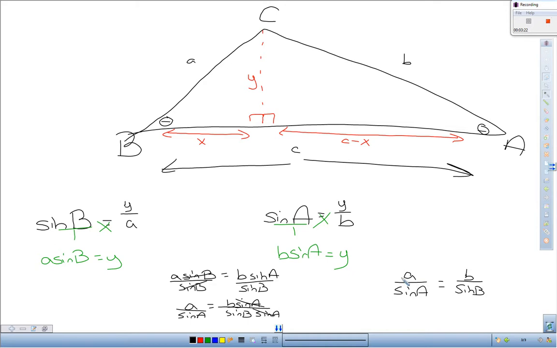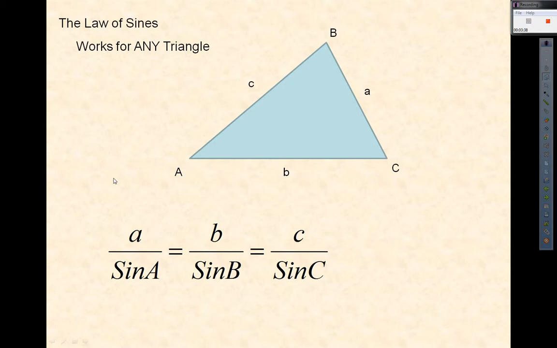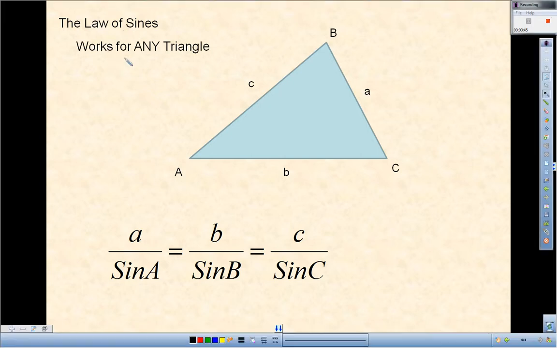In other words, when you have a side and you know its angle, you can make a ratio out of them. So side A over sine of angle A equals side B over sine of angle B. In fact, to generalize this, my law of sines is really A over sine of A equals B over sine of B equals C over sine of C. And this is the law of sines, and it works for any oblique triangle. Alright, so we're going to use that formula to help us solve some triangles.